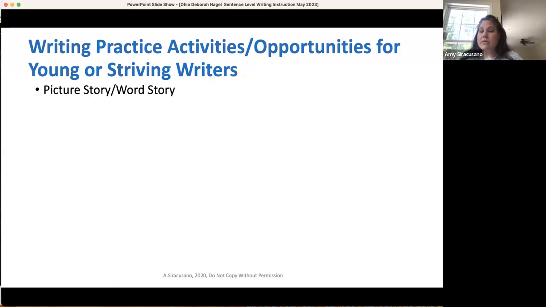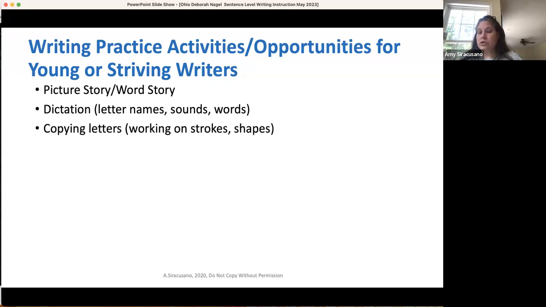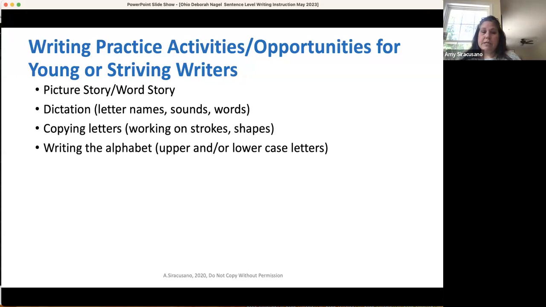There are other kinds of activities that we can do to support young writers, right? Dictation is another one. Copying letters and working on strokes in centers. Once we know that kids are forming their letters top down, left to right, or right to left for lefties, writing the alphabet is a good use of time for kids who are just starting out. Drawing and oral rehearsal of storytelling with a partner is good to get kids to, A, generate questions on their own, and B, respond to those questions in complete sentences. That helps with this approach.